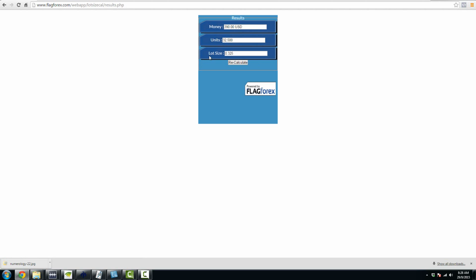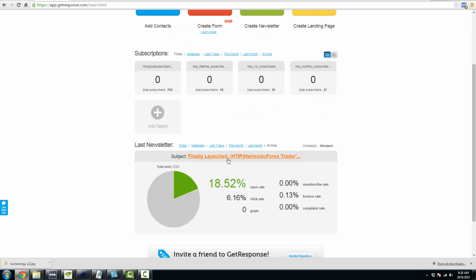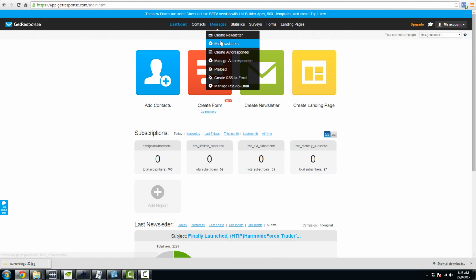So for MT4 traders, look at lot size. Do not look at units. Units is maybe for some other brokers. Okay. So most importantly, how do you make use of the signal service? Let me just extract and show you guys one of the signals that we released recently.